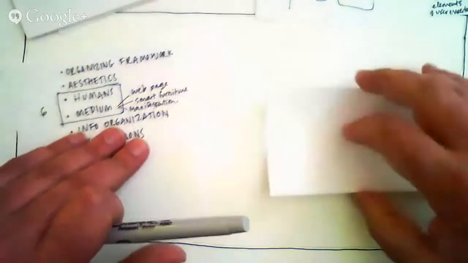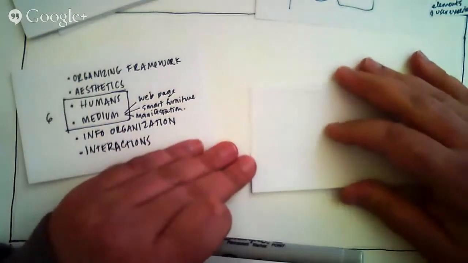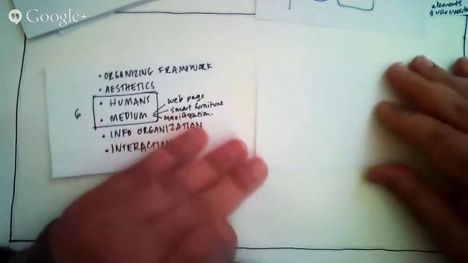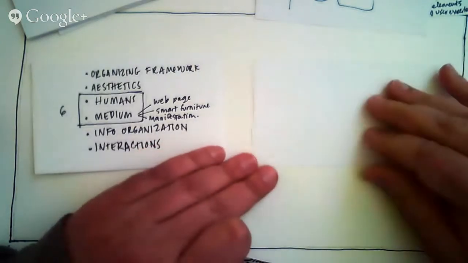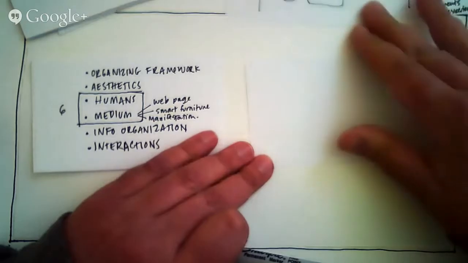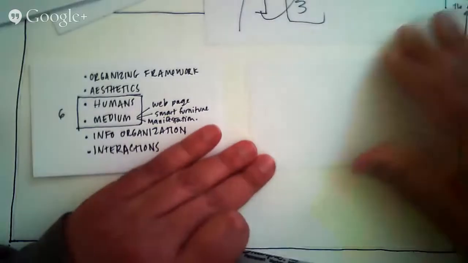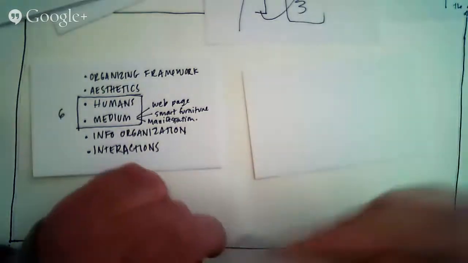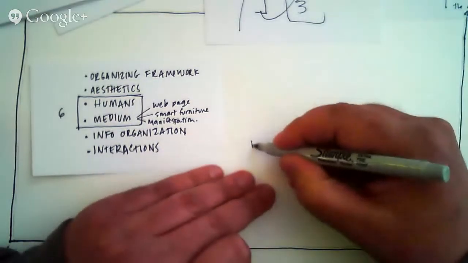When somebody says medium, I have an idea of what that means. A human, I don't think I need to worry about, because we have a shared understanding of what a human is. But in your context, I want to figure out what all these things are that you mean. So, great. What do you mean by information organization?